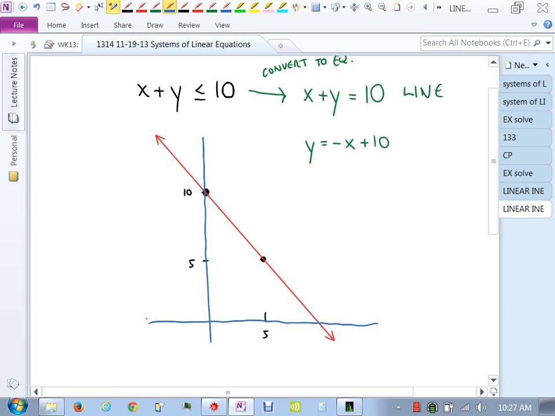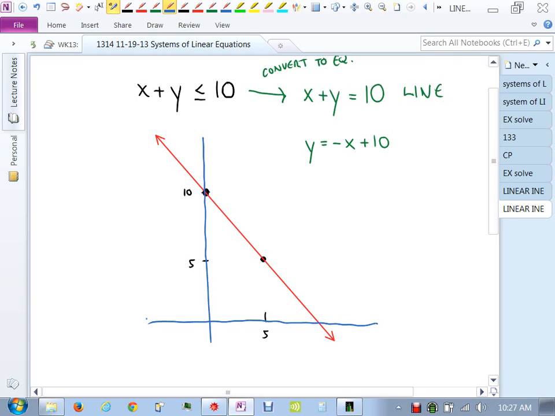That's our line, right? But we want to know what x's and y's I would plug in to make it less than or equal to 10. So this line represents if that was equal. If that was an equal sign, it's this line. Does the inequality we have an equal sign in it? Yes, right? It has that equal sign, which means it's including that. It can be equal to it, which means the line is part of our answer.